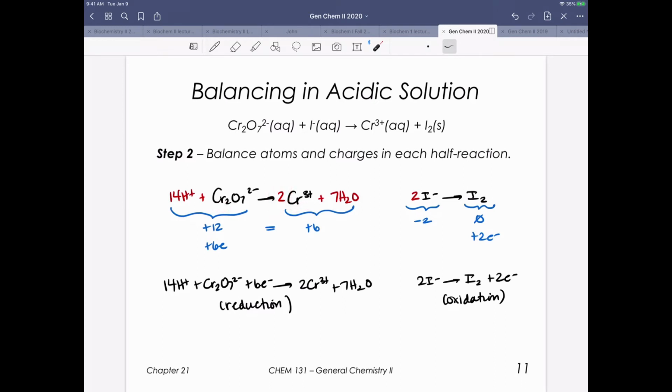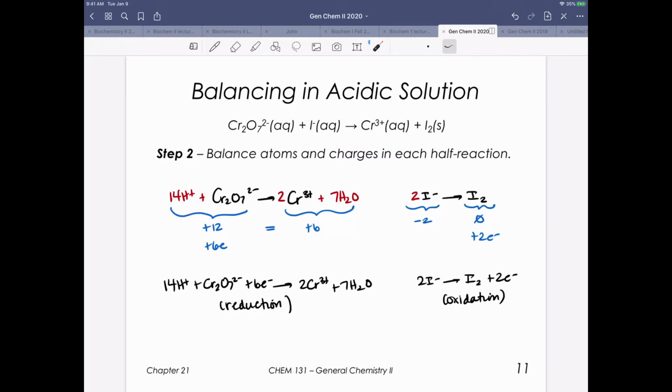Now we have to balance oxygens and hydrogens. So start first by balancing oxygen atoms by adding water. If I've got 7 oxygens over here, I'm going to add 7 waters over here. So balance first with water to balance your oxygens, and then balance any hydrogens with H+. Well, by adding 7 waters over here, I added 14 hydrogen atoms. So I need to add 14 H+ over to this side.